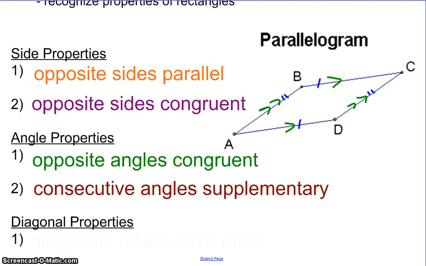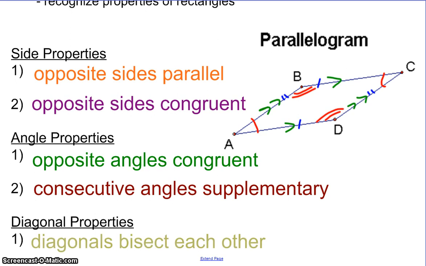As far as the consecutive angles are supplementary, that is very much related to our parallel lines, our consecutive interior angles. And then we know that the opposite angles are congruent to each other. We also have one diagonal property, and the diagonals bisect each other.